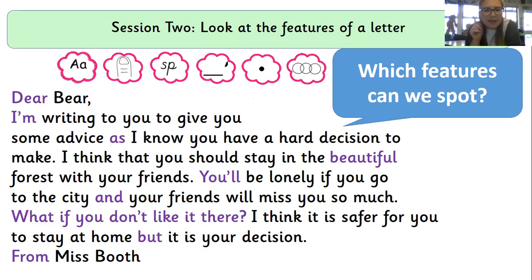So just listen to my letter, okay, and see if you can spot any of those bubbles. Now my bubbles are at the top of the screen. Oh, I don't know where my mouse has gone. Oh, there he is. My bubbles are at the top of the screen. I wonder if you can spot any of them. I have highlighted them in purple to make it easier.